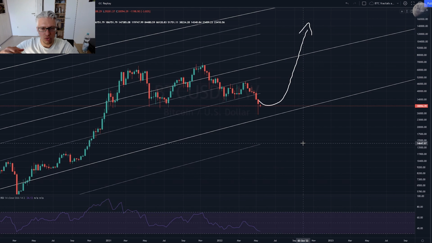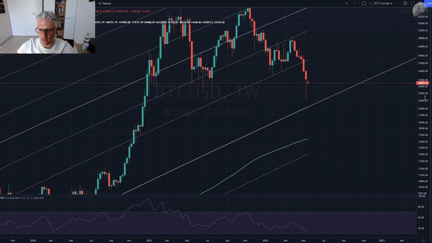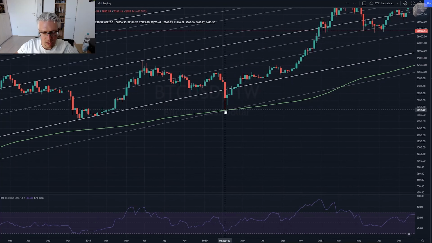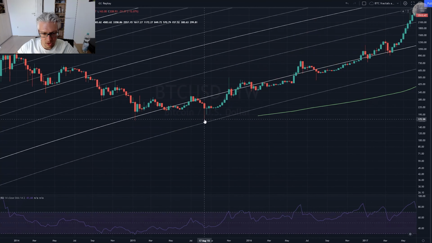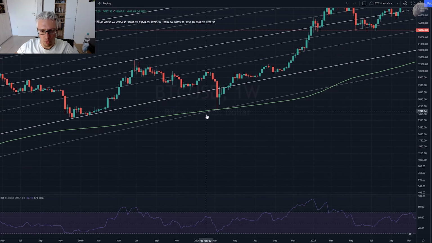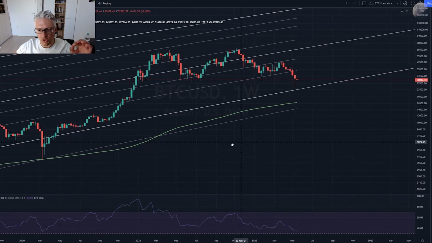If the dollar continues pumping now for a few more weeks, like crazy, then of course this here has not been the low, right? Then we will see something like this. Let me activate the weekly moving average of 290 weeks, which was hit here in the March 2020 low, and which would have been hit here in the August 2015 low if it had existed back then. This seems to be the lowest that Bitcoin wants to go in wick candles, in flash crashes.